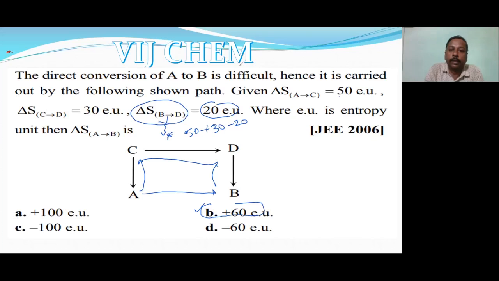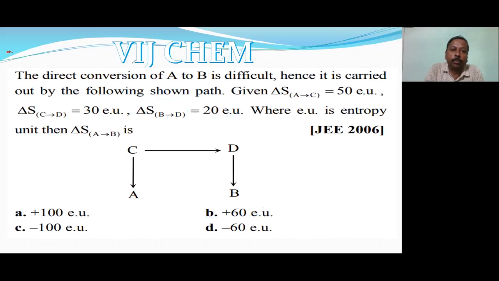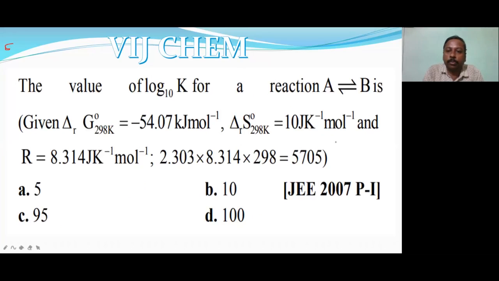So let's see the next question, and I will try to give the PDF of this. You can go through it afterwards also, in the comment section. This is JEE 2007 paper 1. Once there is a paper 1, paper 2 like that, that can be an advanced question. Then the value of log 10 K for this reaction, delta G is given, delta S is given, and log K we have to find out for the reaction. Let's see who will solve it correctly.